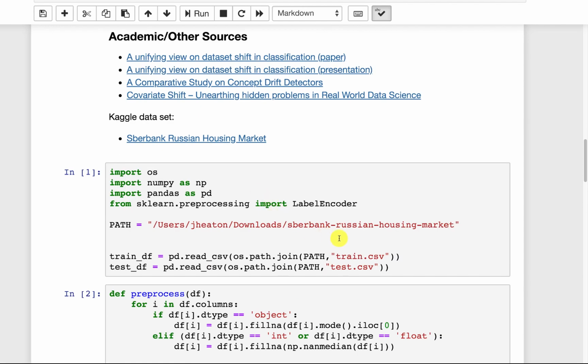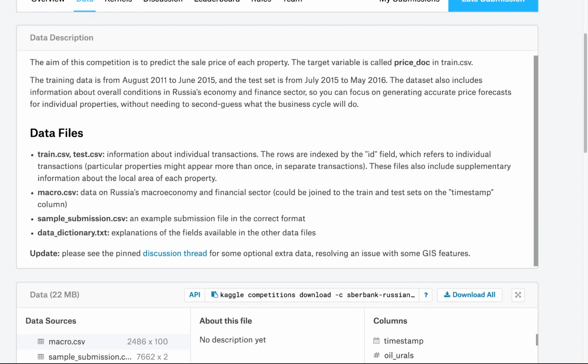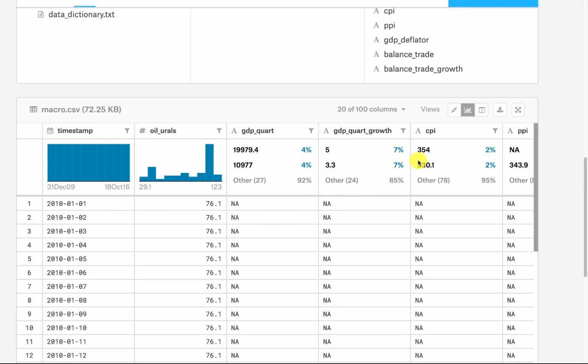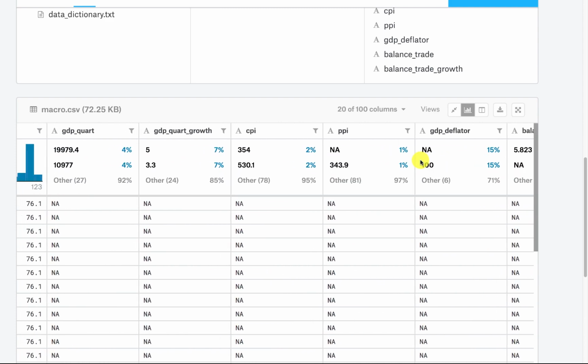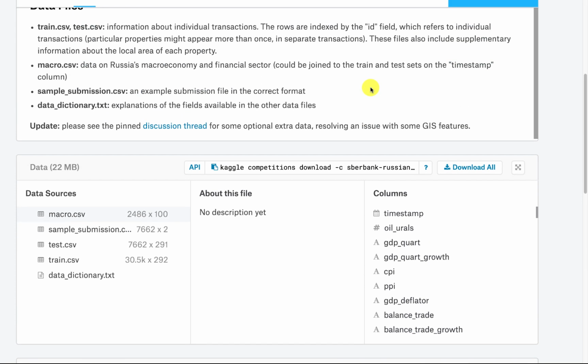So we're going to use the Sberbank Russian housing market data set just to show you that Kaggle. It is essentially looking at, can you predict realty price fluctuation in Russia's volatile market? If you look at the data, they give you a whole bunch of input values here. They scroll across. So those are all the columns in the distributions. We're going to be looking at those. There are 100 total columns, so it's got a lot of columns that you're dealing with.